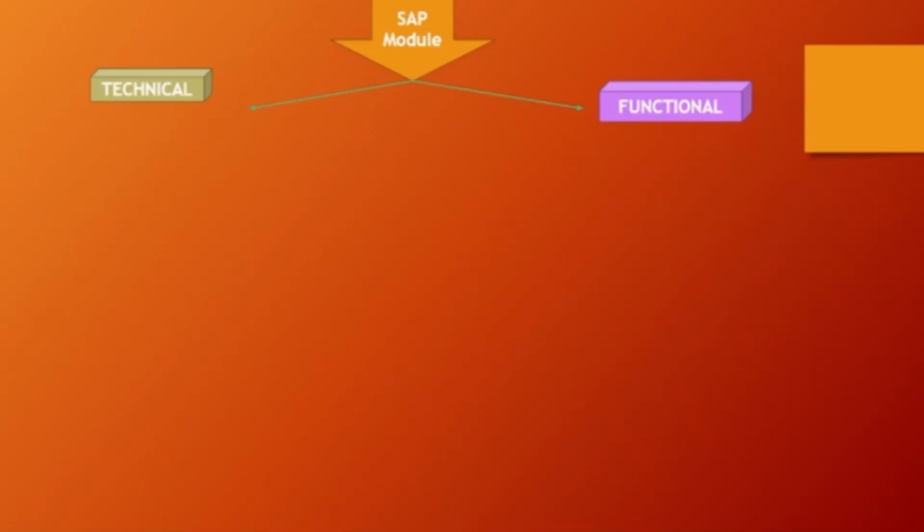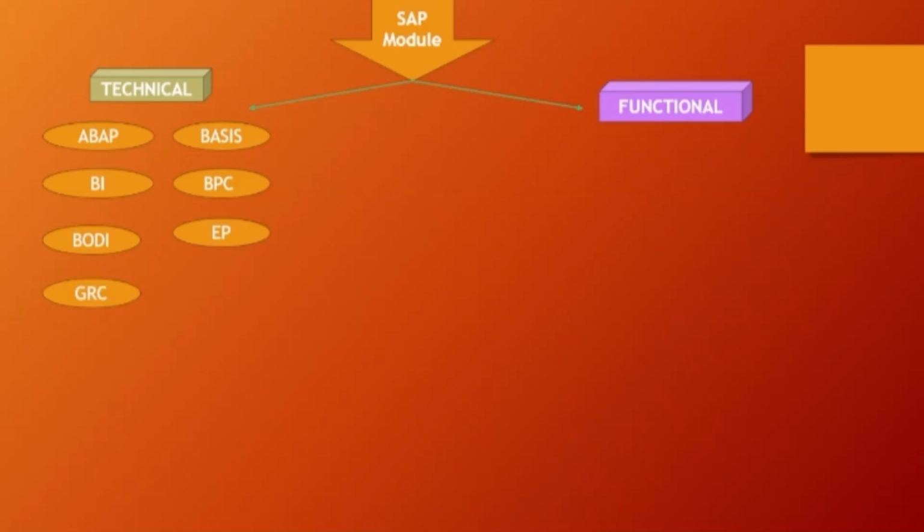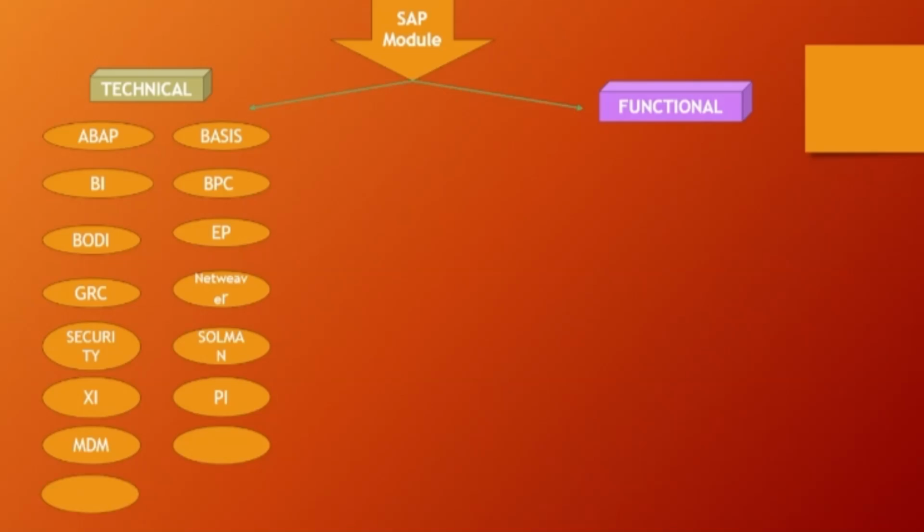Under the technical vertical, we have different modules like Basis, BI, BPC, BO, EP, GRC, and many others. But today we are going to focus on one module, Material Management, which comes under the functional side of SAP.